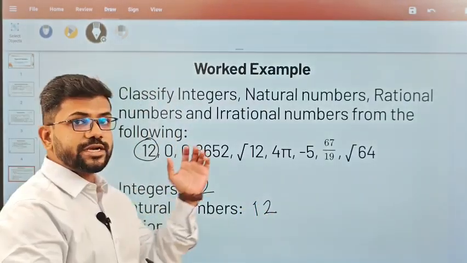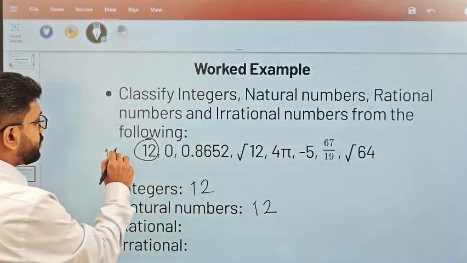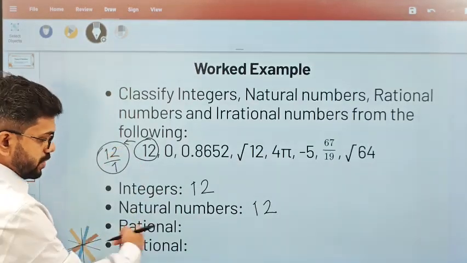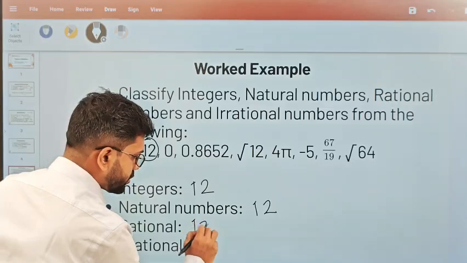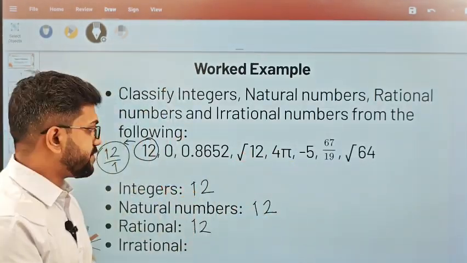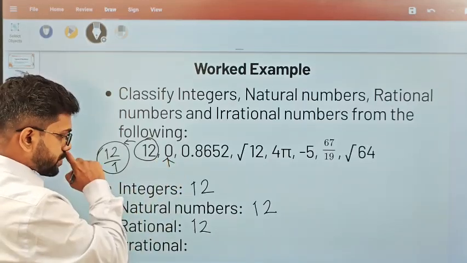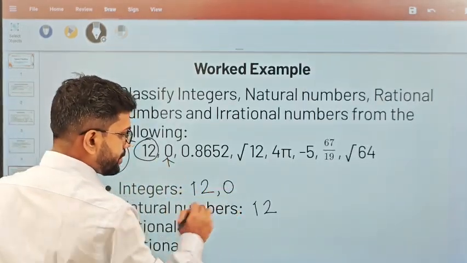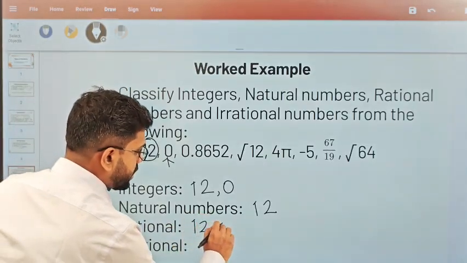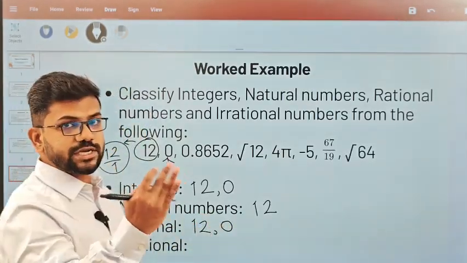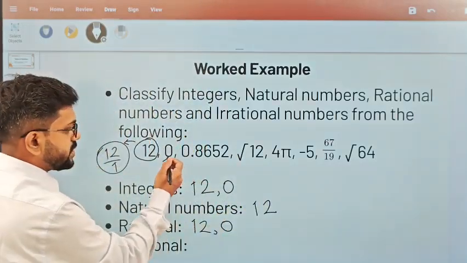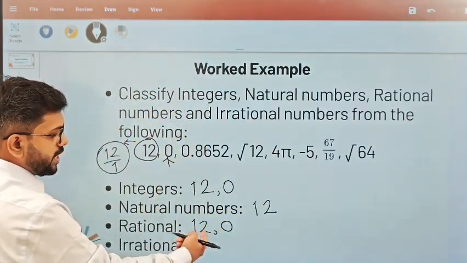It can be written as a fraction. Let's say 12/1 is the same as 12, so it's a rational number as well. Of course, not irrational because it can be written as a fraction. 0 is an integer. It's not a natural number, but it is a rational number. 0 is rational because you can write 0/1. It can be written as a fraction. Although the value doesn't change, it can be written as a rational number.